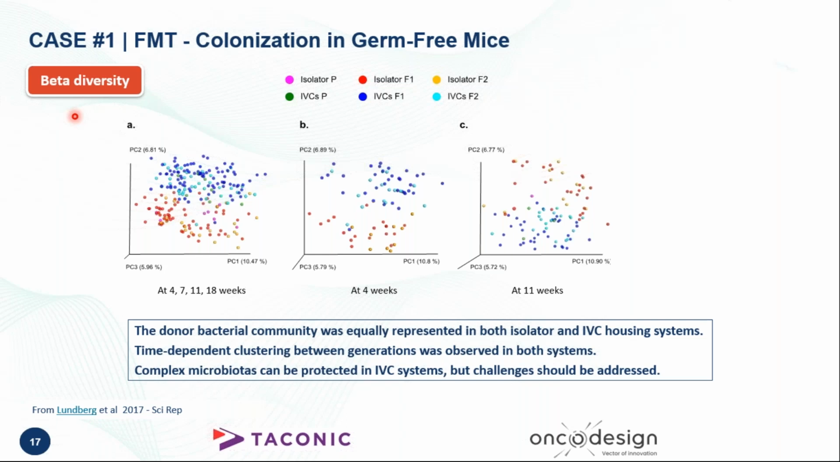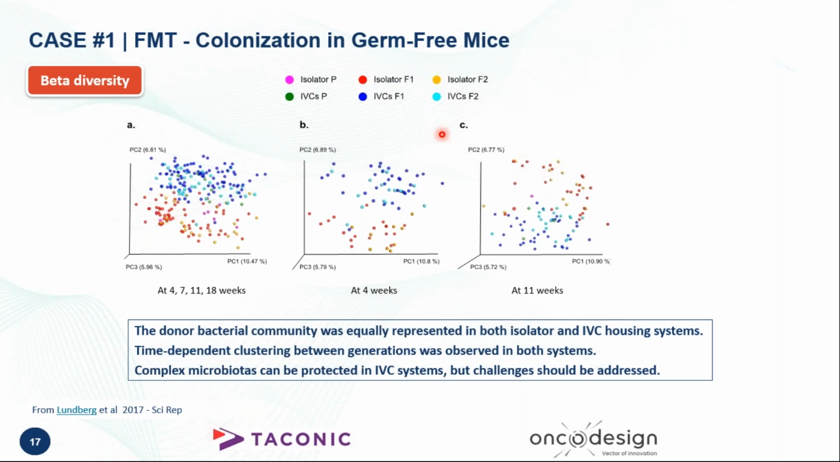So in figure A, we definitely do not visualize any distinct clustering between the different housing systems or between the different generations. And then in B and C, we now have a deeper dive into the beta diversity of the gut microbiota of isolated and IVC housed mice over 3 generations, where B shows fecal samples from F1 mice aged 4 weeks only, and C shows fecal samples from F1 mice aged 11 weeks.